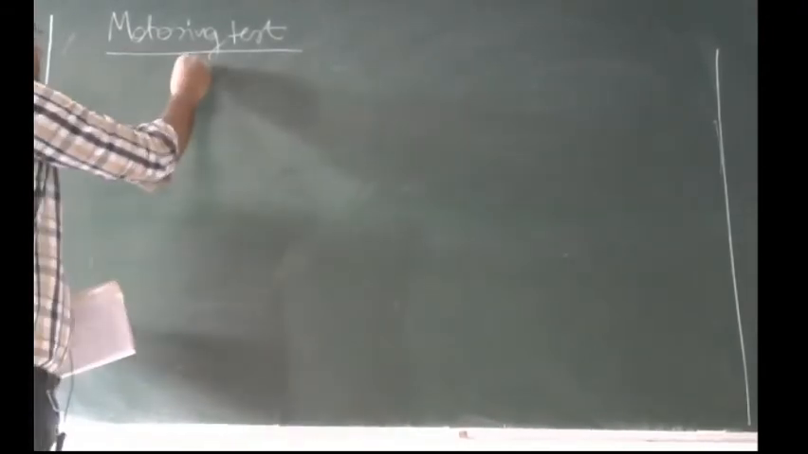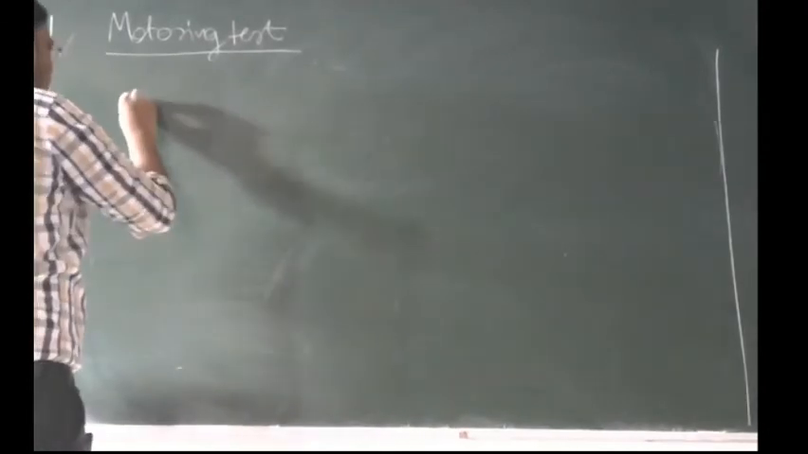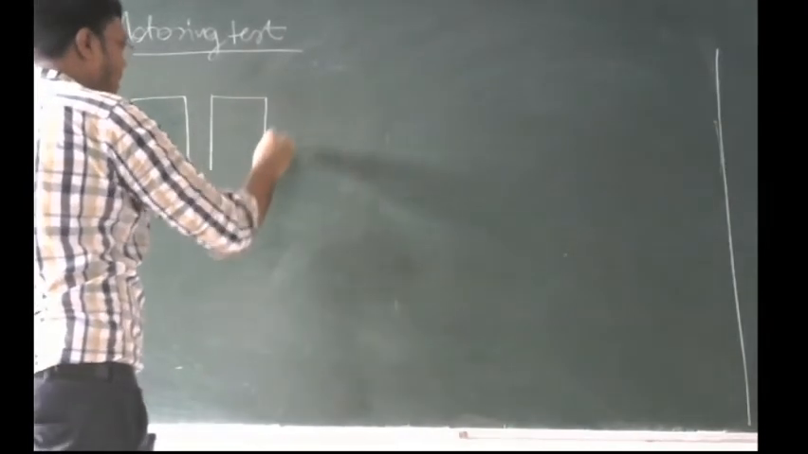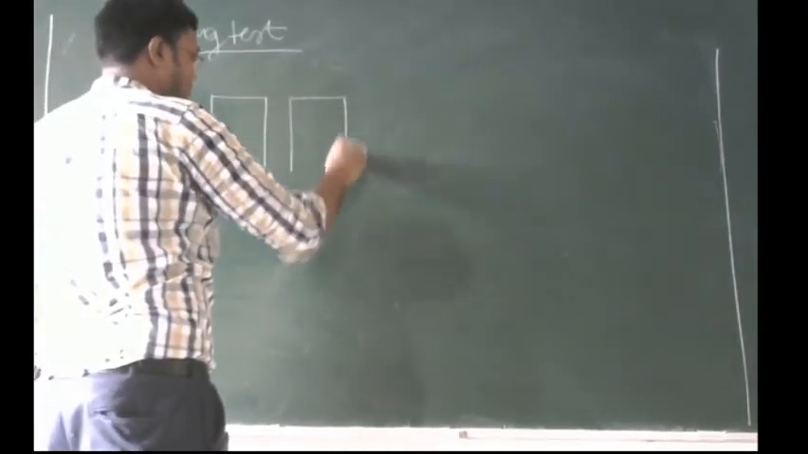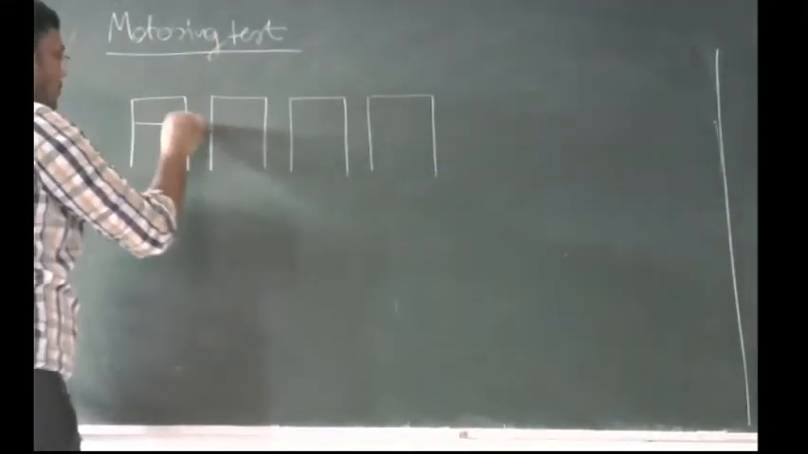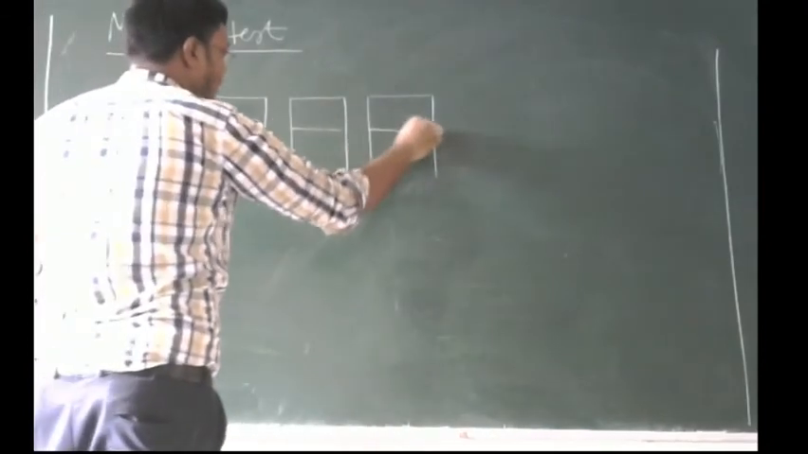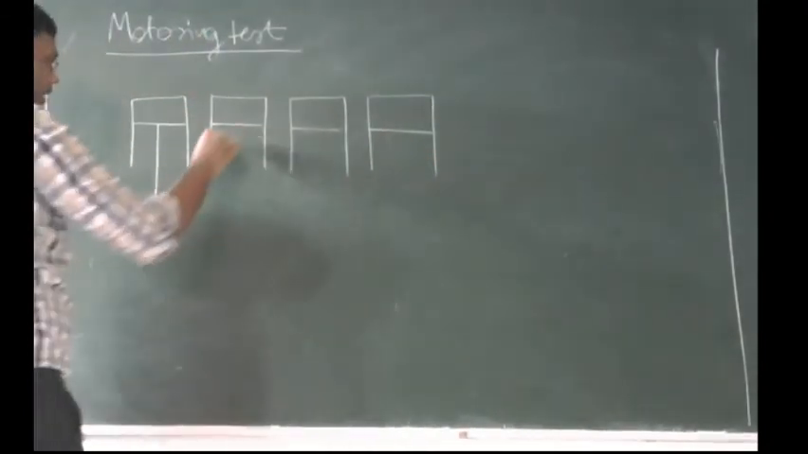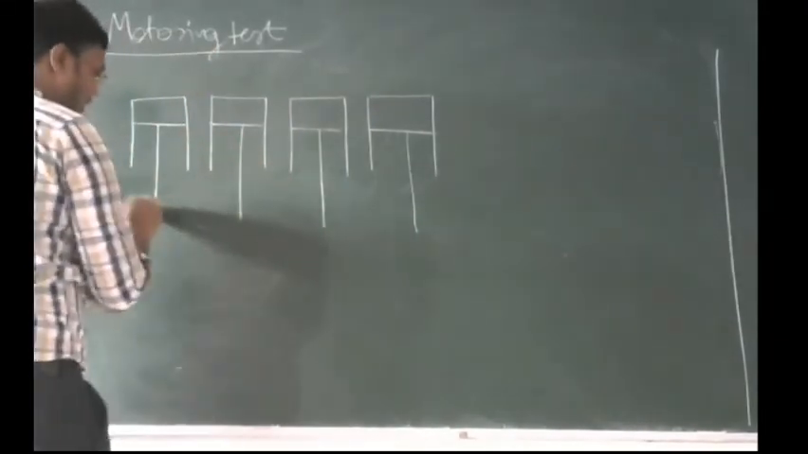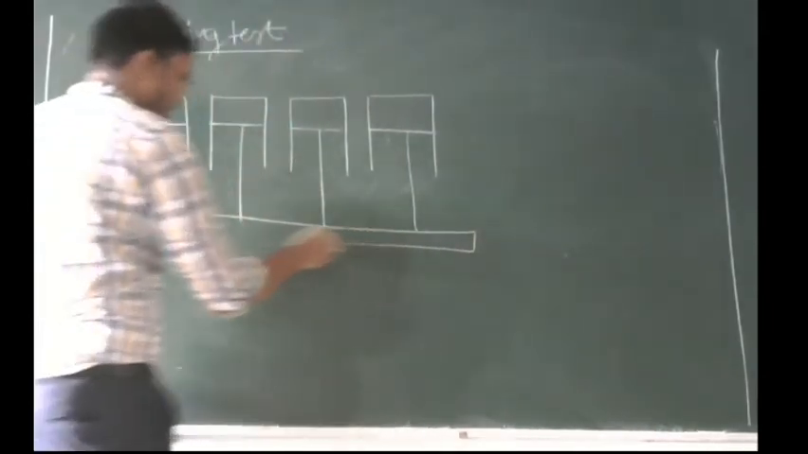Again, let us assume we are testing a 4-cylinder engine, so there are 4 cylinders. This is the piston of the 4 cylinders. This is the connecting rod, and here this is the crankshaft.